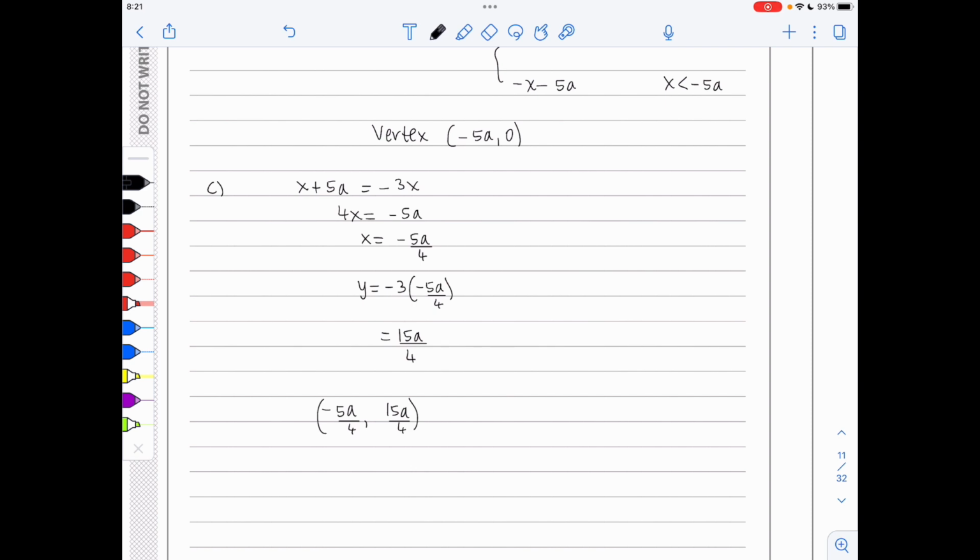And the other point is found by equating x plus 5a with 3x plus 2a. So we've got 3a is 2x, so 3a over 2 is equal to x. So y is 3a over 2 plus 5a. I'm substituting into one of the straight lines. So this is 13a over 2. And therefore the coordinates of this second point of intersection are 3a over 2, comma 13a over 2.